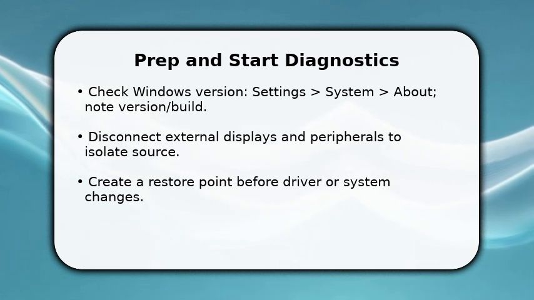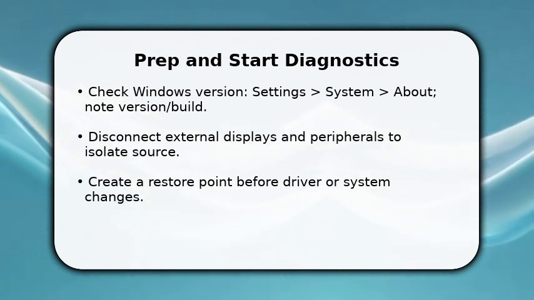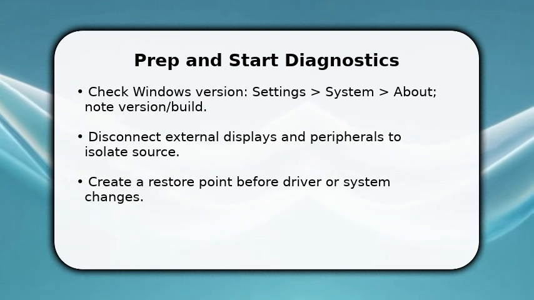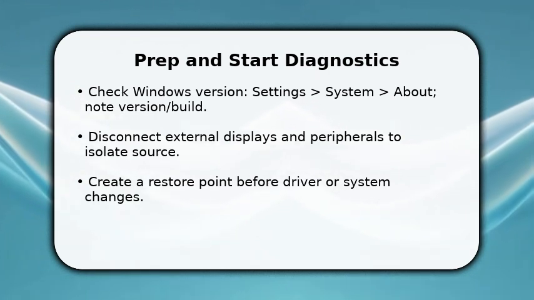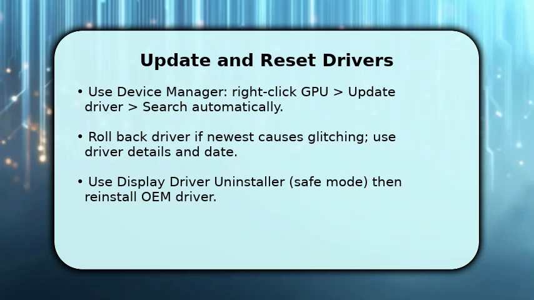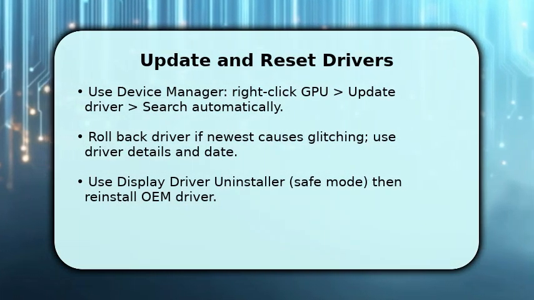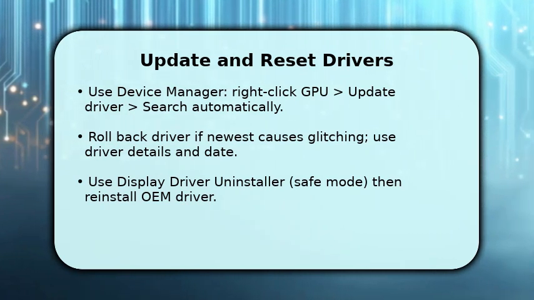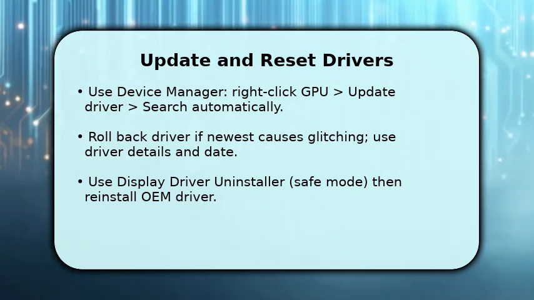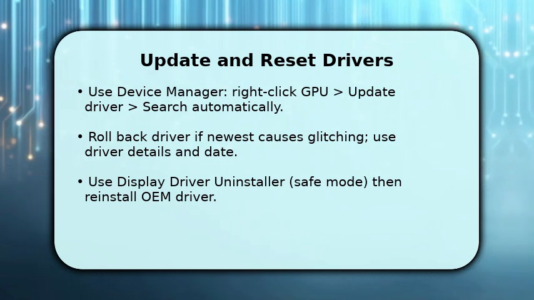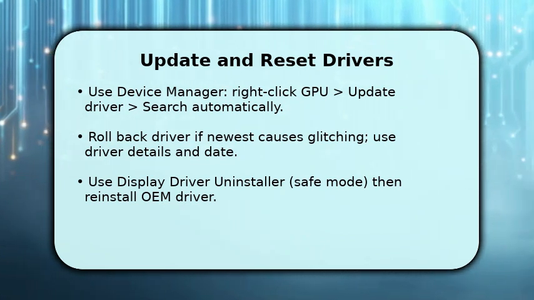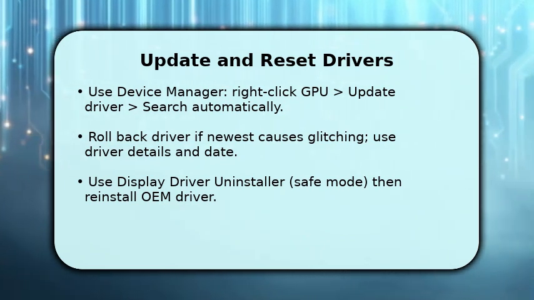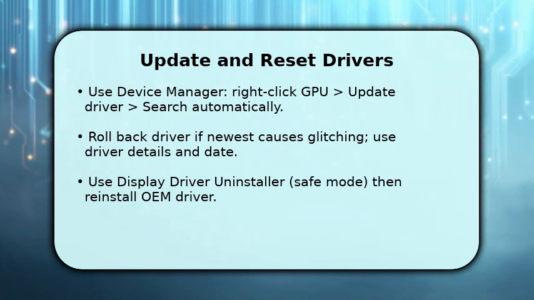Next, you'll run Device Manager and the display adapter checks to capture the culprit drivers and error signs before making changes. You'll focus on the graphics driver, open Device Manager, expand display adapters, and choose Update Driver to search automatically. This fixes many compatibility glitches. If problems started after a recent update, roll back the driver using Properties Driver Rollback.